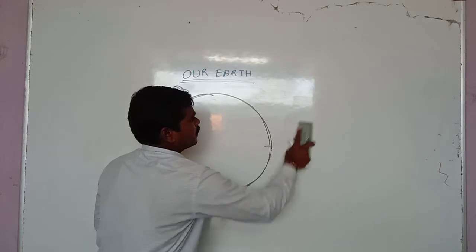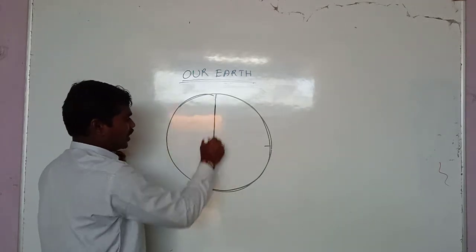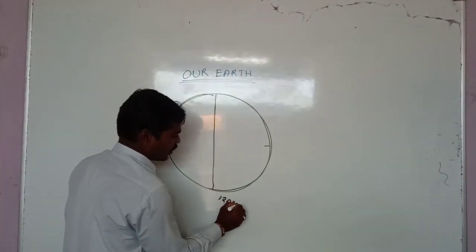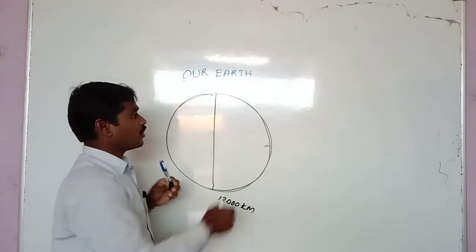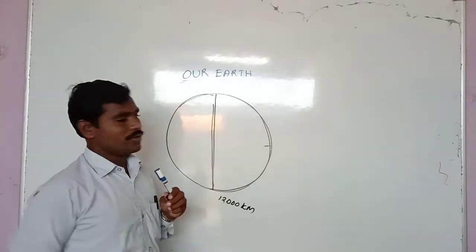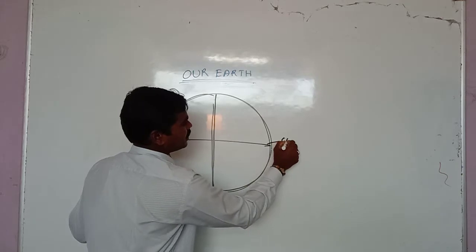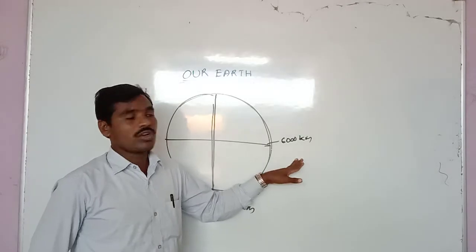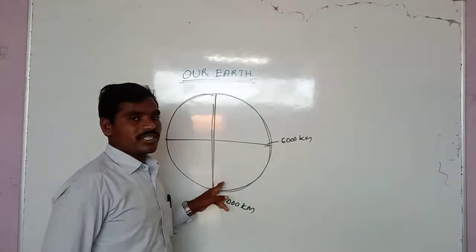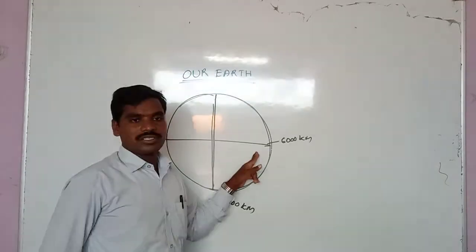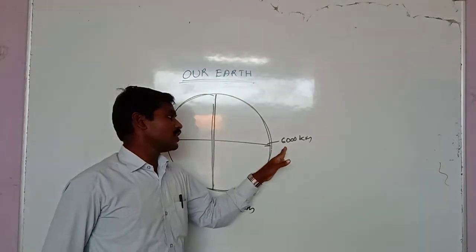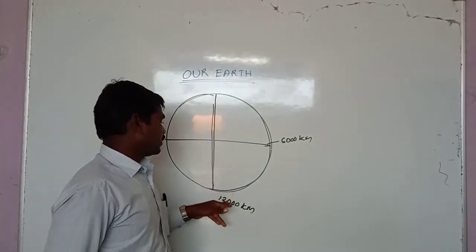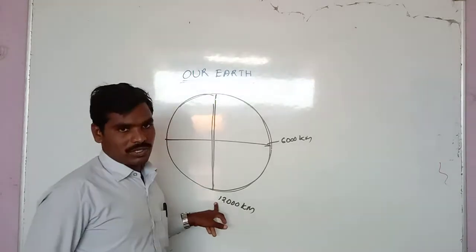From top to bottom of the earth, it is nearly 12,000 kilometers. It means its radius is nearly 6,000 kilometers, approximately. This is not exact, it is approximate, because from North Pole to South Pole there is a difference, and from west to east there is a difference. That's why the radius of the earth is approximately 6,000 kilometers.